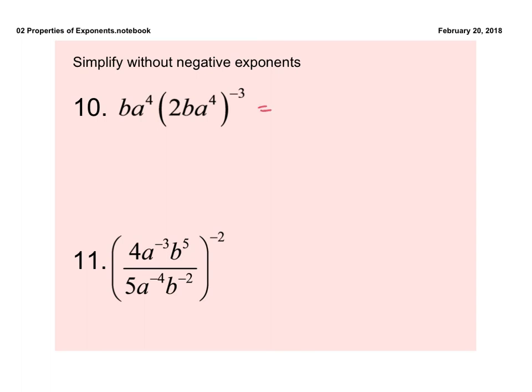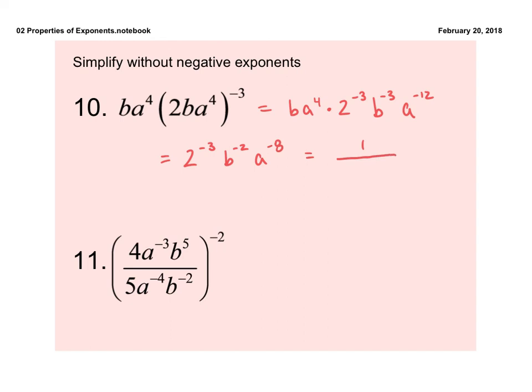Okay, we're going to work on the parentheses first. So remember, we have 2 to the negative third, b to the negative third, a to the, remember we're going to multiply, so we get negative 12. Then I'm going to move the 2 to the negative third to the left. So then what we get is b times b to the negative third. That's going to add up to give me b to the negative second. A to the fourth times a to the negative 12, add those up to get a to the negative 8th.